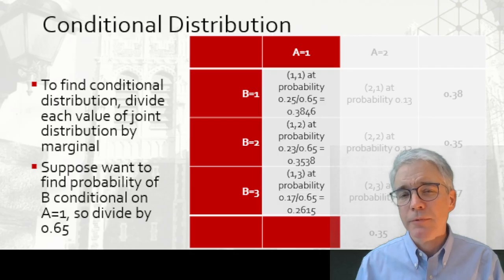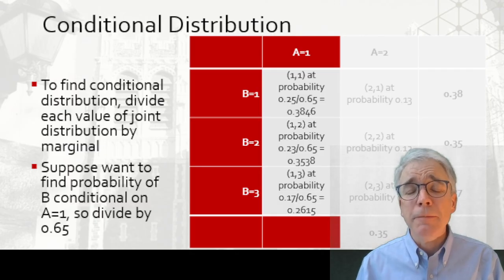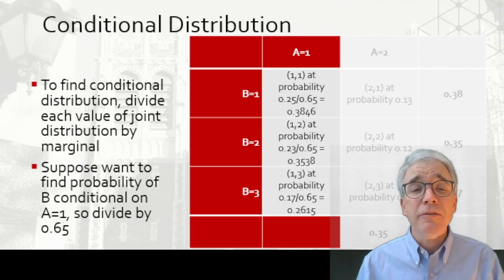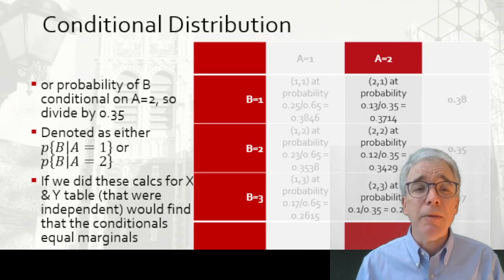Yeah, I didn't do that in my head. Probability of B equals 2, given that A equals 1, was 0.23. Divide 23 by 65, that's 0.3538. And the joint probability of A equals 1 and B equals 3, 17%, divide 17% by 65%, get 26.15%. So, you just work through and you calculate the different conditional probabilities here.